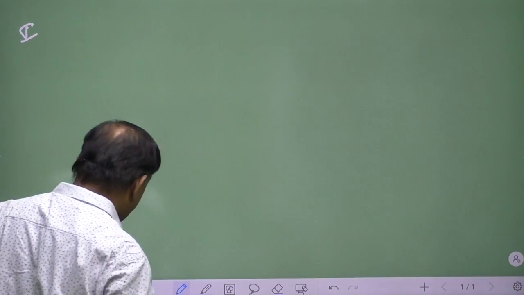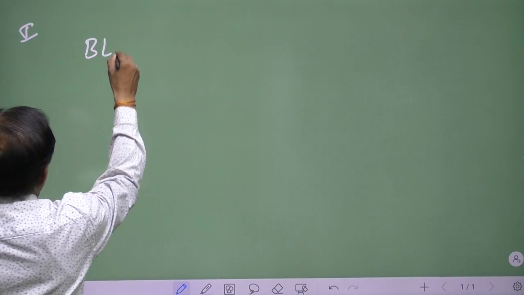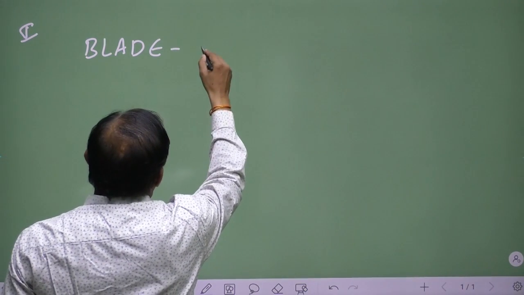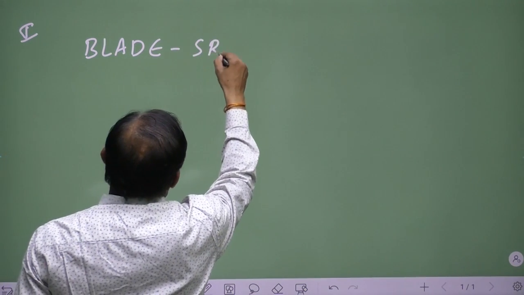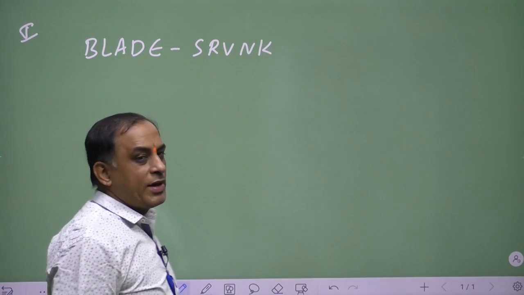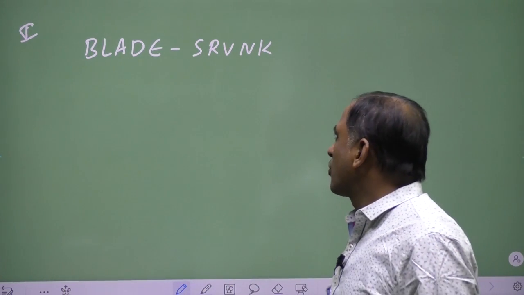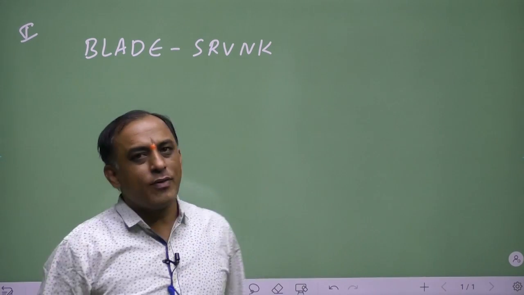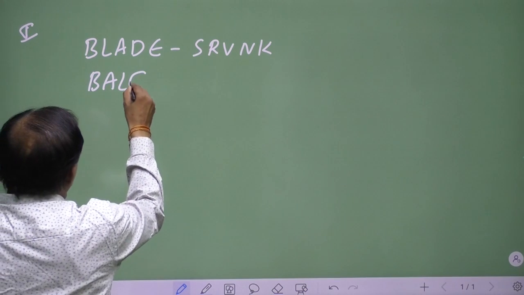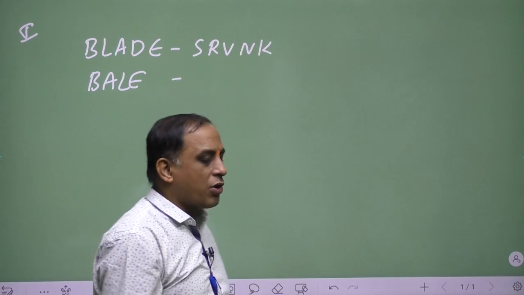Now write the first question. In a code language, if blade is coded as SRVNK, then how will you code bail in the same code language?